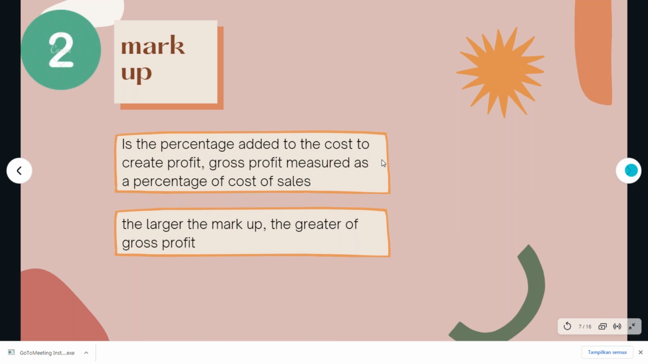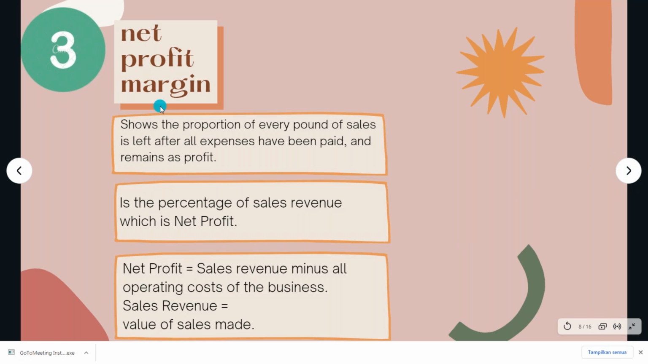The third is net profit margin. It shows the proportion of every pound of sales that is left after all expenses have been paid and remains as profit. So this is net profit as a percentage of sales revenue. The key items are net profit and sales revenue. Net profit is sales revenue minus all operating costs of the business. And sales revenue is the value of sales made.